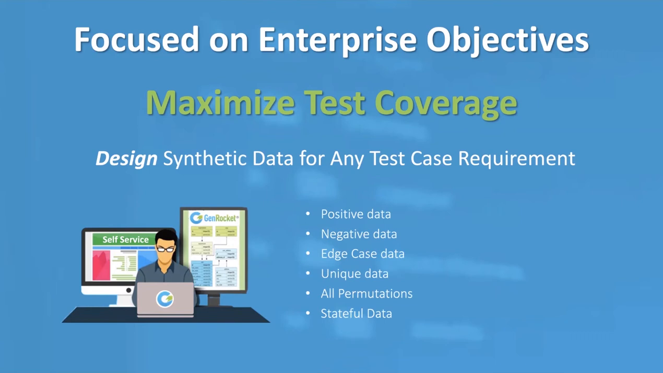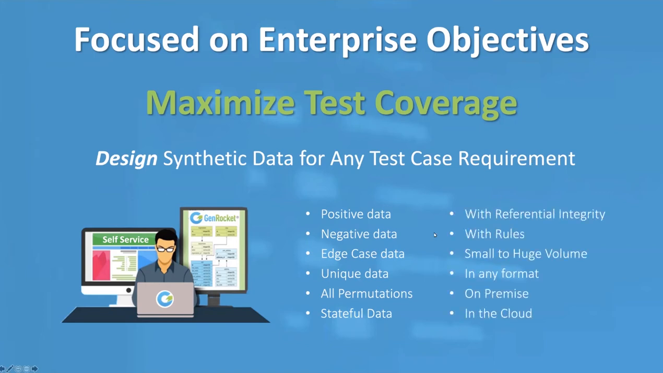So the obvious data like positive and negative data, unique permutations. Stateful data, we mean by that it can be in a particular condition or state that's required in a complex workflow, always with referential integrity. We can apply rules to condition and control the data, and the volume, you can get whatever volume you need, small to huge volume in any format, and of course delivered to on-prem environments and also to the cloud.